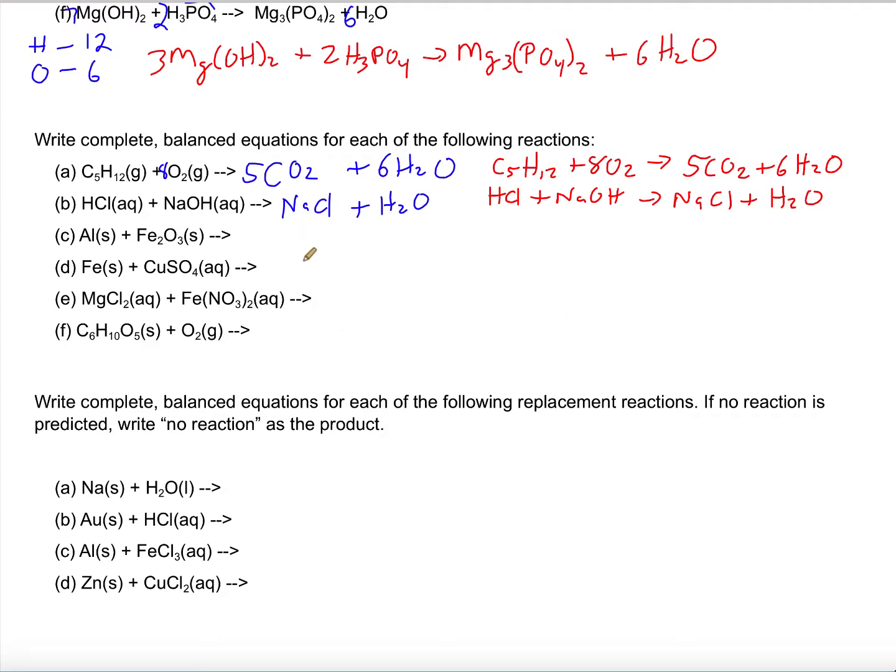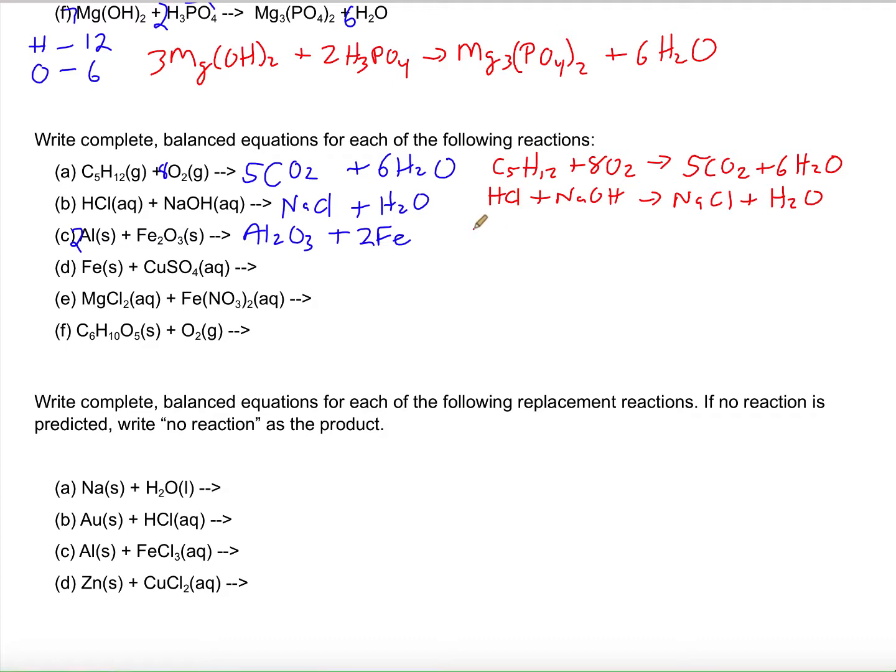Now our next one, if we're going to combine aluminum and the iron oxide here, we are going to get Al2O3 plus iron. Now we want to balance these. We have 2 irons on this side. We need 2 on that side. We have 2 aluminums on this side. We need 2 on that side. There's 3 oxygens and 3 oxygens, and we are balanced.